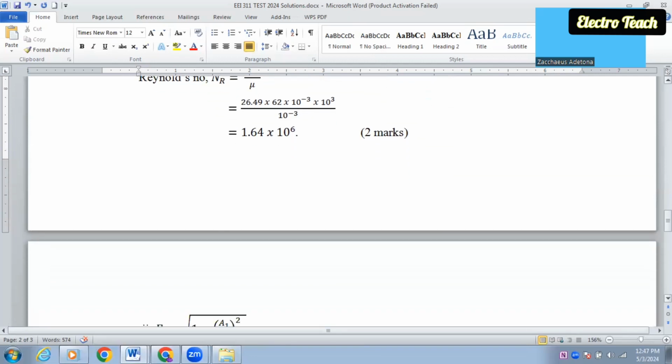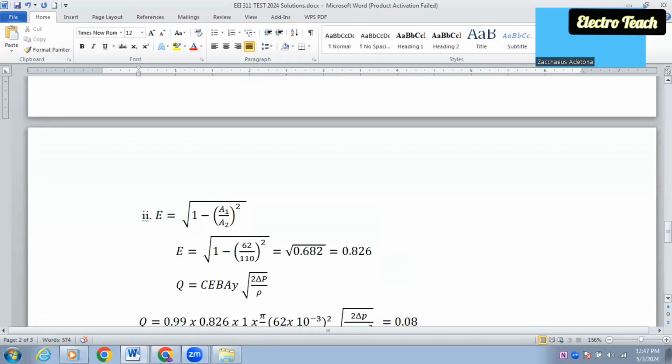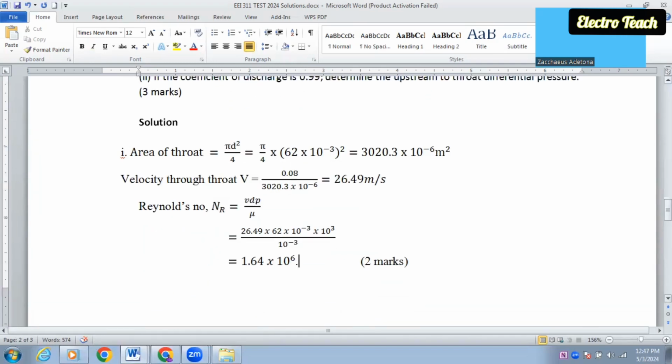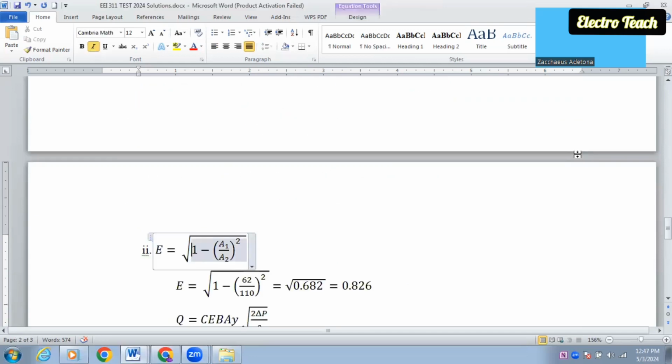Now we move on to part 2 of the question. We are told to calculate the upstream to throat differential pressure given the coefficient of discharge of 0.99. That's what we are going to solve now. So let's look at the solution. E equals root 1 minus A1 over A2 squared.